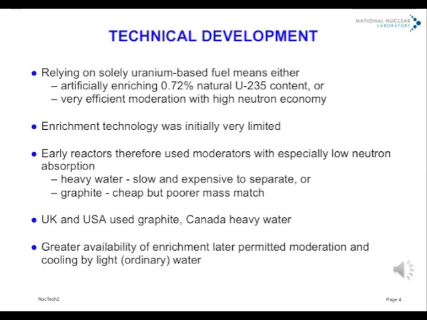Another possibility is graphite, a form of carbon, which with an atomic weight of 12 is a relatively poor match but cheap and abundant. Britain chose graphite, Canada heavy water, deuterium oxide. Eventually isotopic enrichment of uranium developed enough for the USA to develop its remarkably successful range of reactors moderated by ordinary light water.